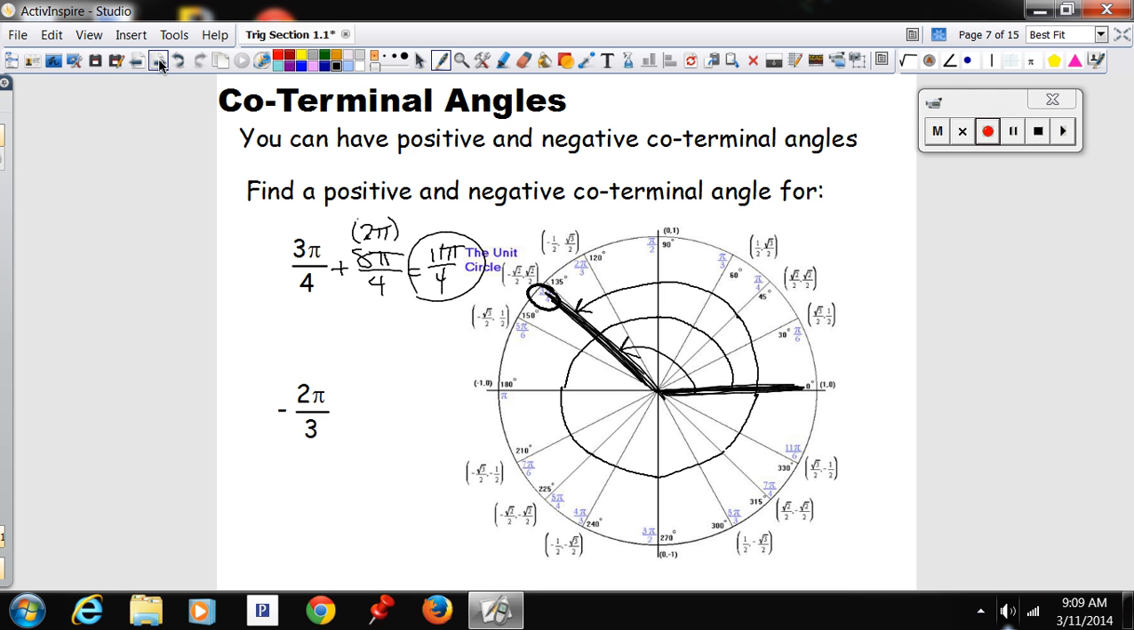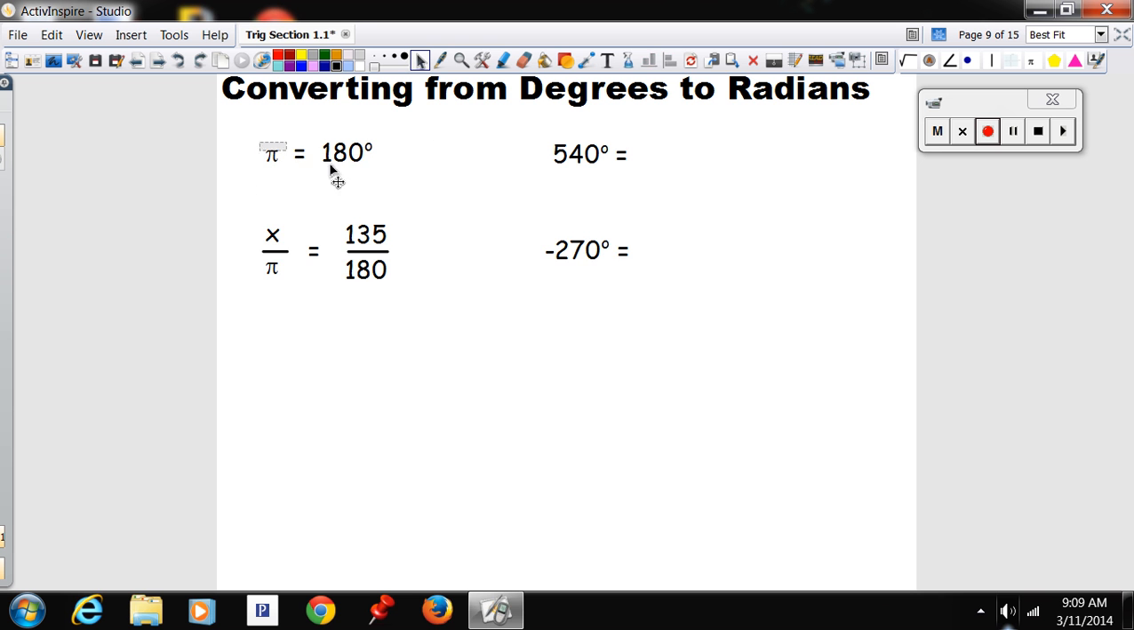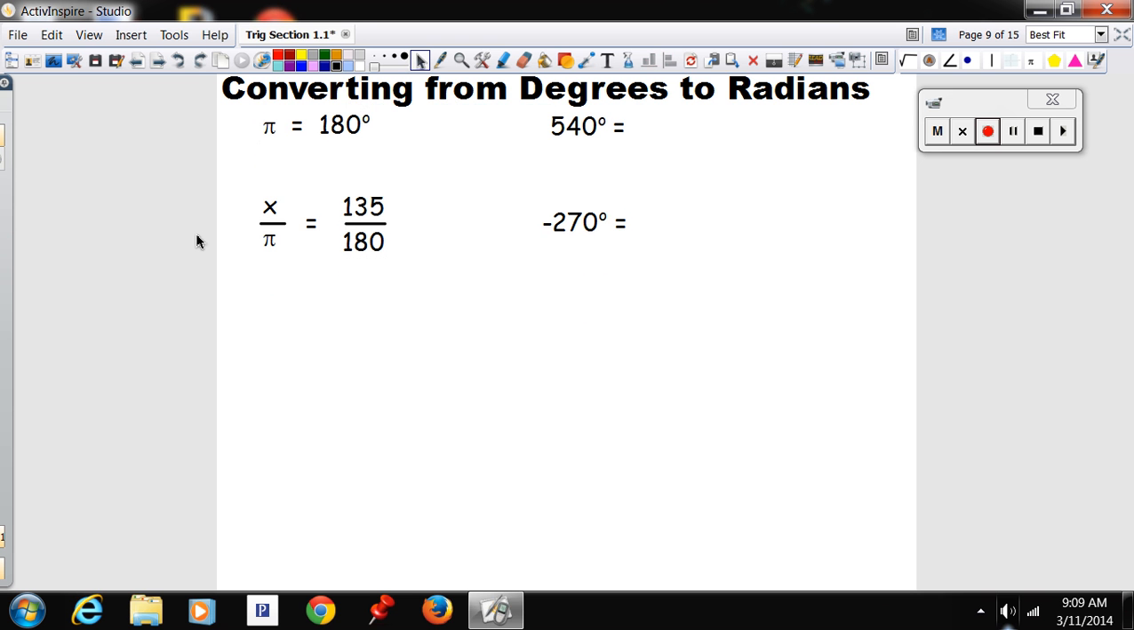So let's get to today's stuff, which is converting from degrees to radians. That's where we're going to start. We're going to go from degrees to radians. So here's our conversion factor. The best conversion factor we have is that 180 degrees equals pi. Pi radians. 3.14 radians is equaling 180 degrees. That's the one thing you had to remember from Friday, is that 180 equals pi.